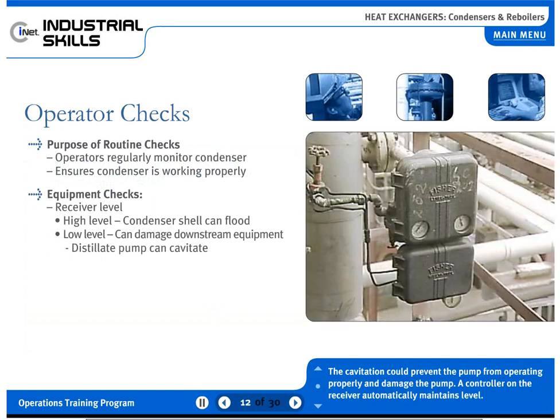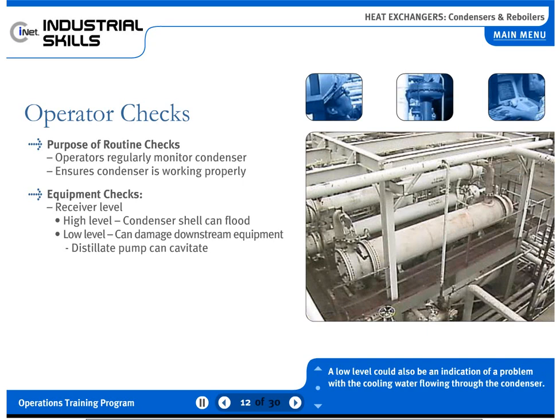A controller on the receiver automatically maintains level. An abnormal level could be an indication of a problem with the controller. A low level could also be an indication of a problem with the cooling water flowing through the condenser.